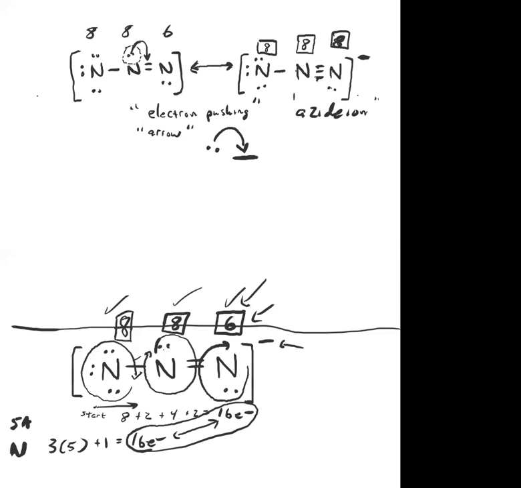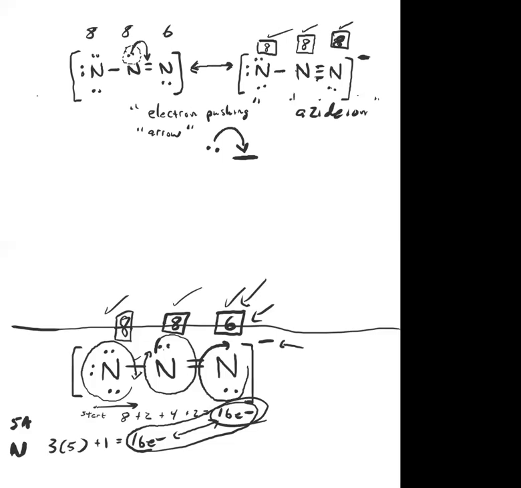Okay. But what we've done is we've fixed it. So now each atom has 8 valence electrons, either shared or as lone pairs. We still have the correct number of electrons. I haven't added or subtracted any electrons. I've just changed them from being a lone pair into being a bond.